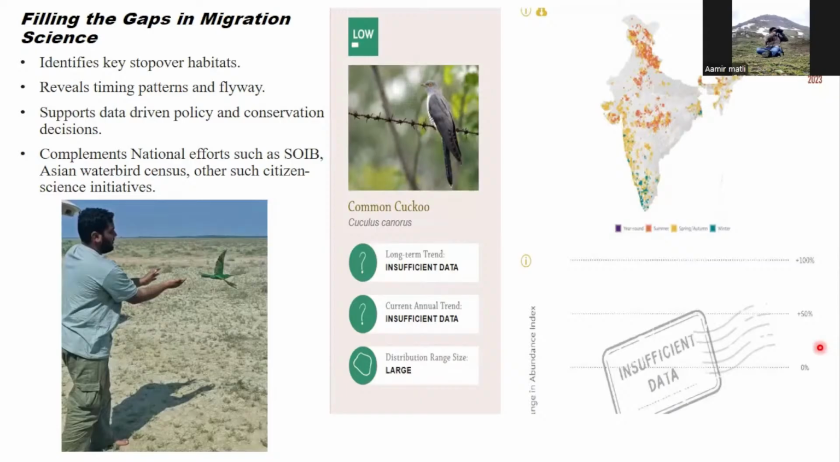And we don't work in isolation. PMC also complements national efforts such as the State of India's Birds Report, the Asian Waterbird Census, and other citizen science programs. Together, they form an evidence base for protecting birds.